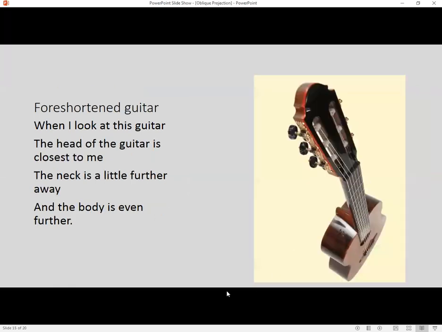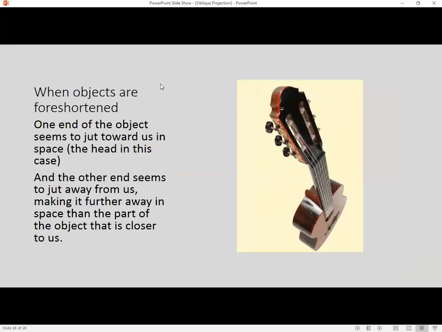So then with a foreshortened guitar, when you look at it, part of it's closer, part of it's further away. So the neck is jutting out, the head rather, is closer to us in space. Then as we move along the neck of the guitar, it's getting further and further away, and then the body is even further away. So just to reiterate, when objects are foreshortened, one end of the object seems to jut out and is closer toward us. And the other end seems to jut away from us and is further away from us.